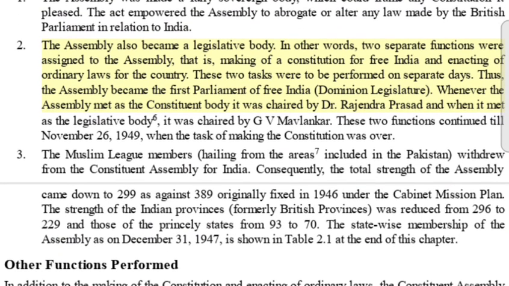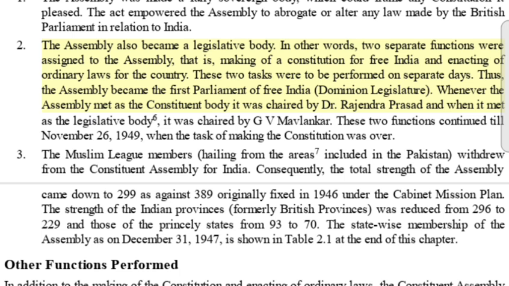In other words, 2 separate functions were assigned to the Assembly, that is, making of a constitution for free India and enacting of ordinary laws for the country. These 2 tasks were to be performed on separate days. Thus, the Assembly became the first Parliament of Free India Dominion legislature.